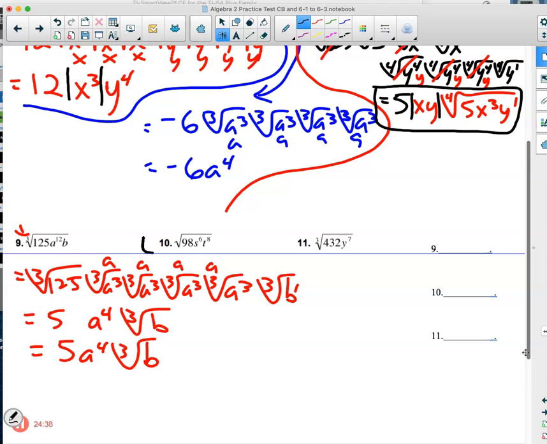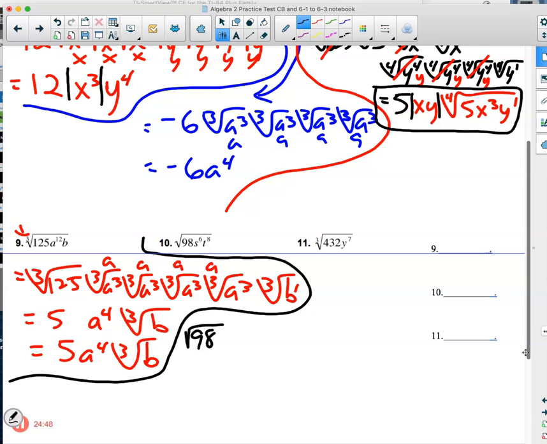Number 10 has the square root of 98, and then we've got s to the 6th, t to the 8th, s squared, s squared, and s squared would give me s to the 6, adding those exponents. Then we've got t squared, t squared, t squared, and t squared. 2 plus 2 plus 2 plus 2 is 8.